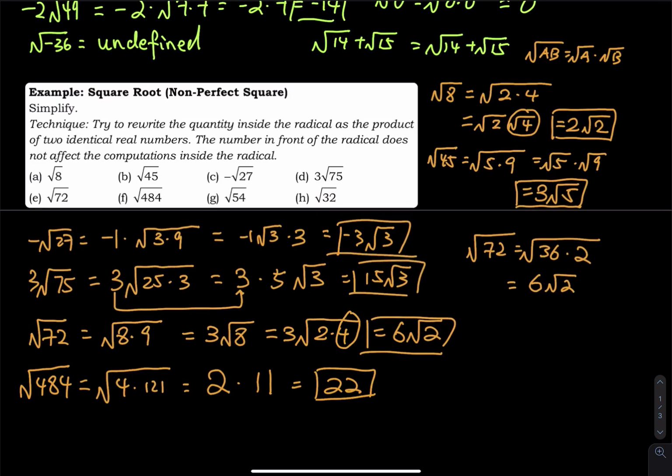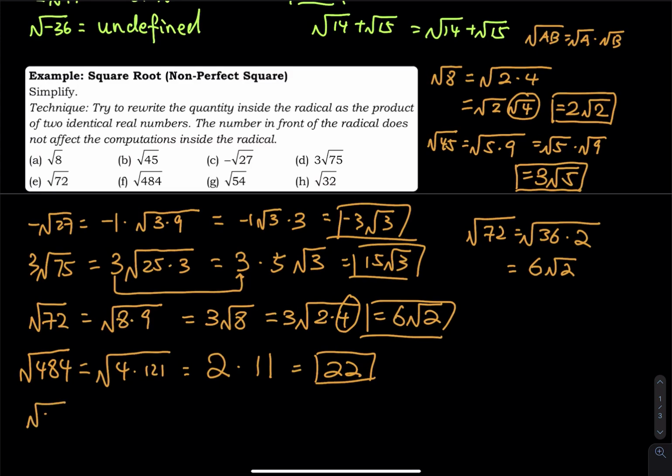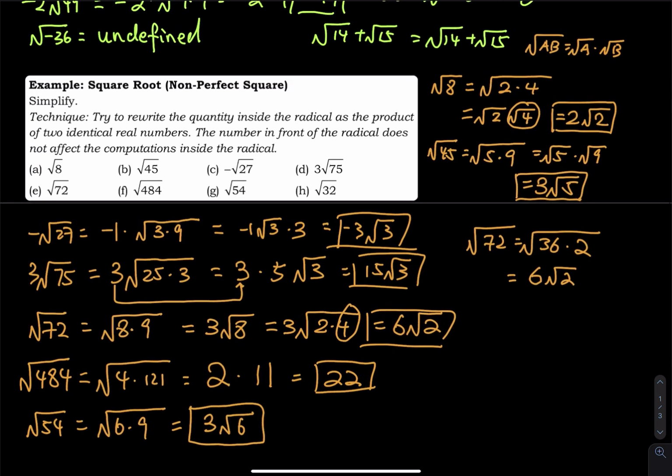And then the square root of 54. 6 times 9, right? Which one is a perfect square? 6 times 9, the square root of 9 is 3. 6, there is nothing we can do for the 6. And then 32.